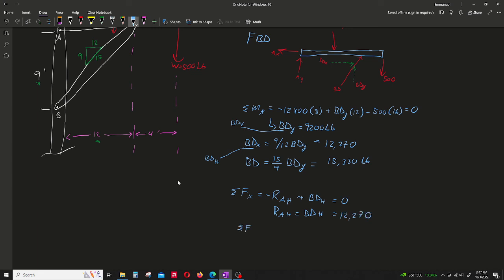And sum of the forces in the y direction is equal to RA in the vertical minus 12,800 plus 9,200 minus 500. And so therefore RAV is equal to 4,100 pounds. All right, so that's the last problem there.